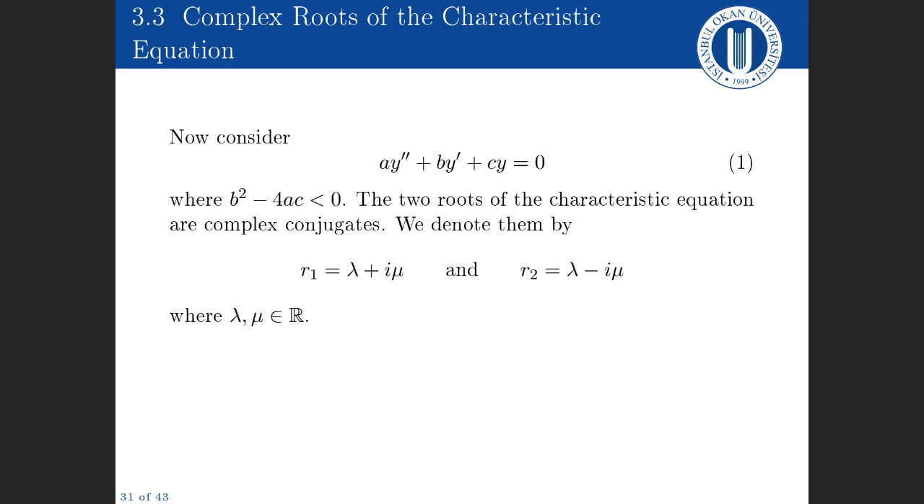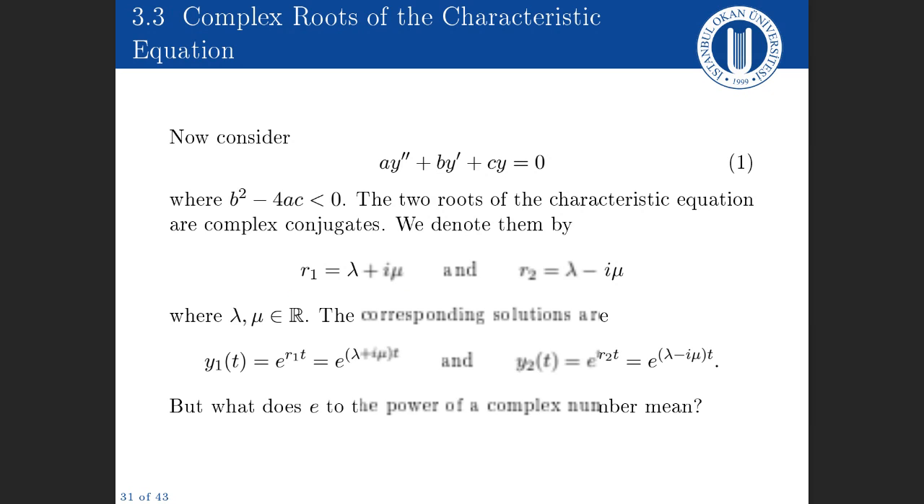I want to write them like this. The first one is lambda plus i mu, and the second one I want to write as lambda minus i mu, where lambda and mu are real numbers. Then we would have two solutions: e to the power r1 t, or e to the power lambda plus i mu t, would be the first solution, and the second solution would be e to the power r2 t, or e to the power lambda minus i mu t.